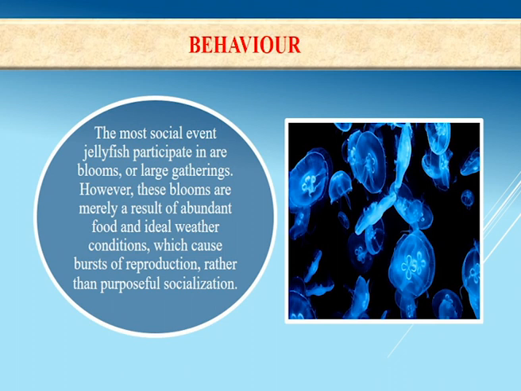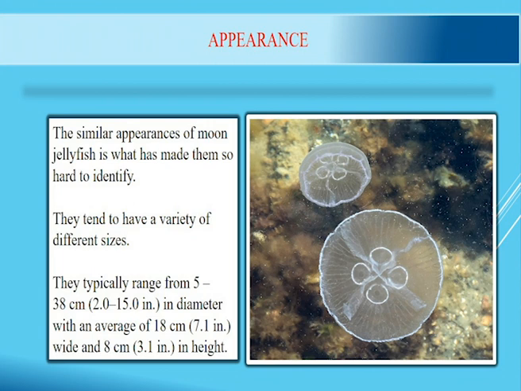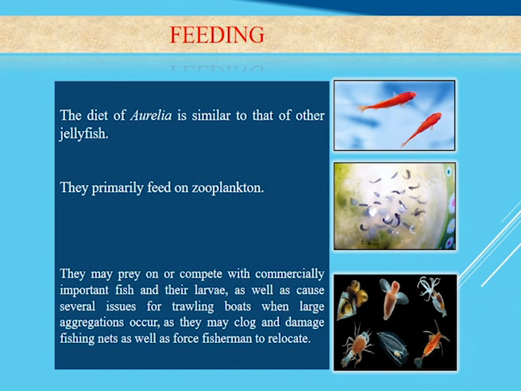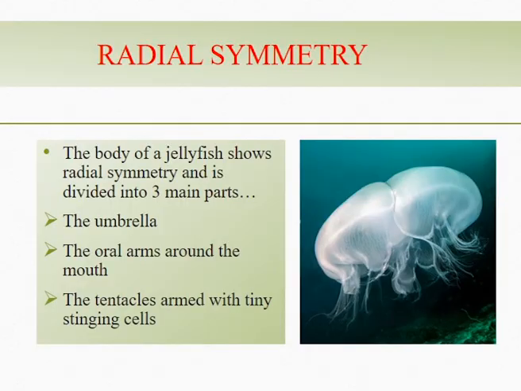They move along with the water. They come in different sizes, ranging from 5 centimeters to 38 centimeters, and they feed on zooplankton, small fishes and several other larvae. As we have seen, coelenterates are radially symmetrical, so these jellyfishes are also radially symmetrical, and they have an umbrella-like structure, oral arms and tentacles with stinging cells.